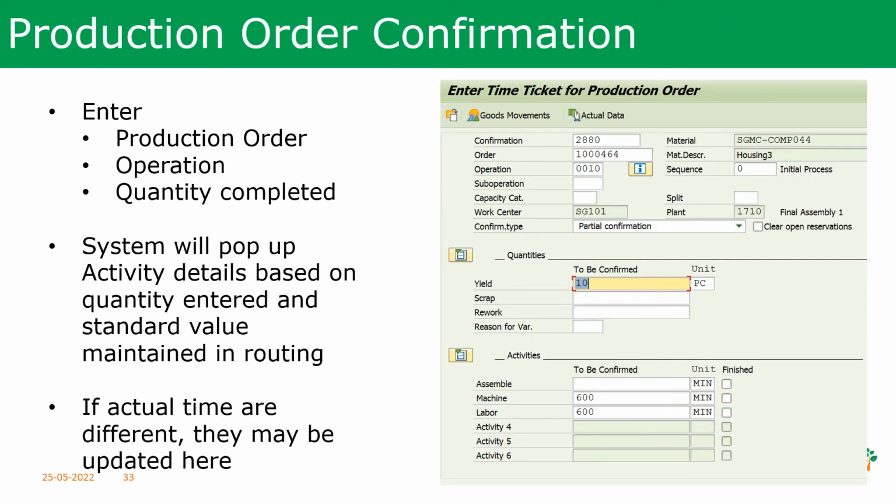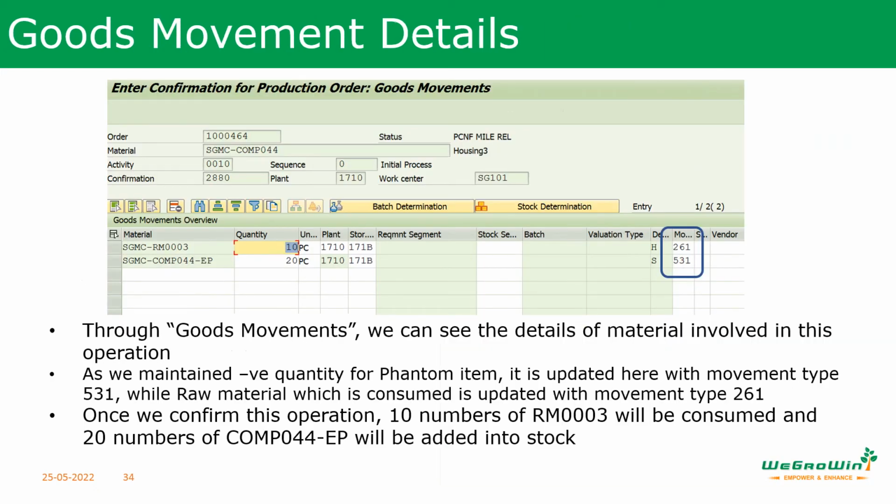And then next we have to do the production order confirmation. So now we do the production order confirmation, the regular process. When we do the confirmation and go to the first operation, we see that the raw material 261 movement is getting consumed. The phantom item that we defined is now moved with movement 531, which means that it will be added into the stock here.